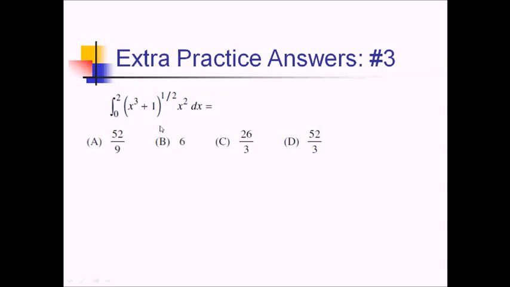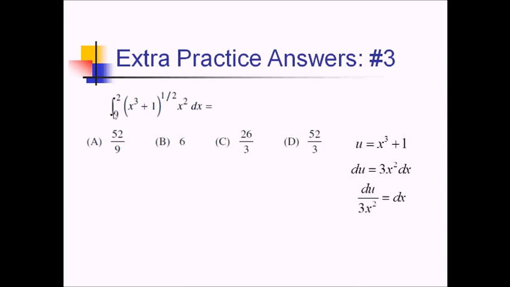For this problem, I want the integral from 0 to 2 of this crazy expression. Since I have this inner function whose derivative is over here essentially, I'm going to try u substitution first. So let's let u equal x cubed plus 1. So then du is 3x squared dx. And I can rewrite this as du over 3x squared equals dx.